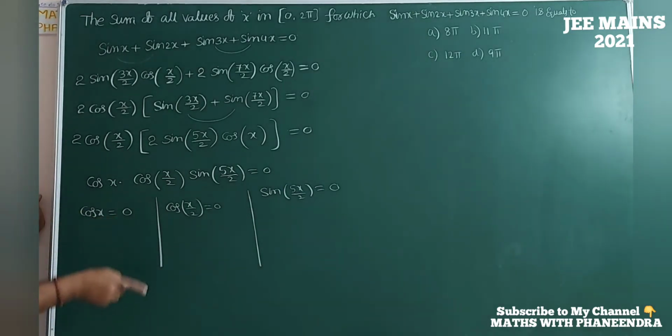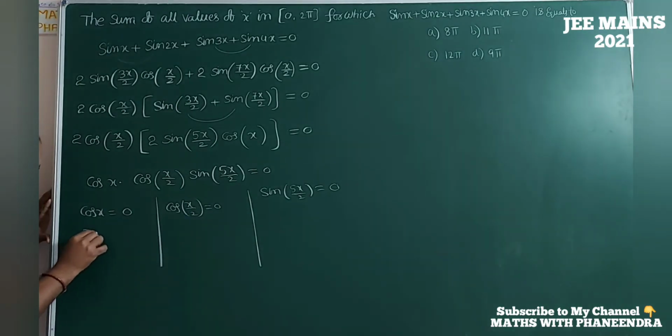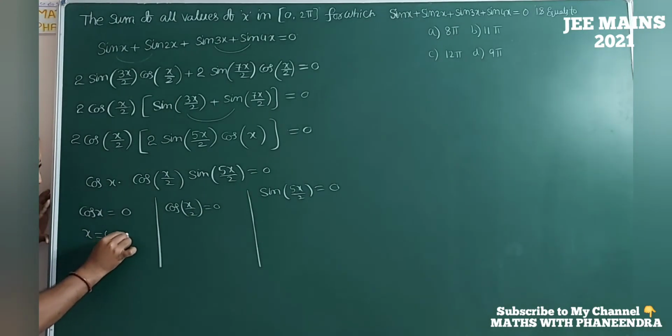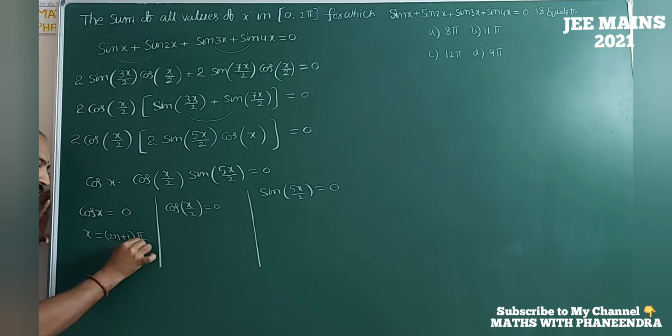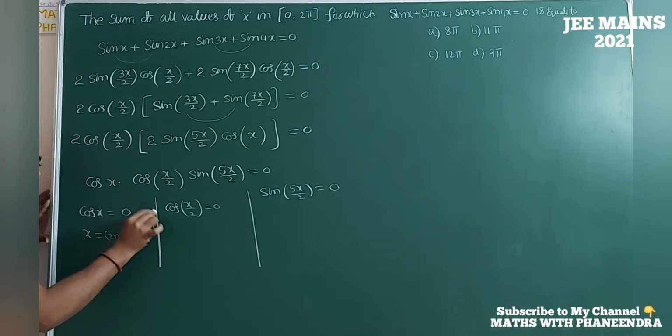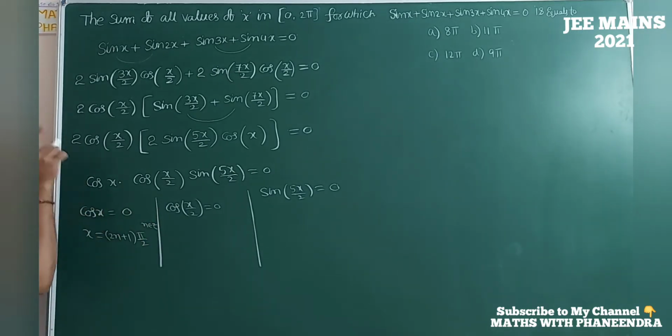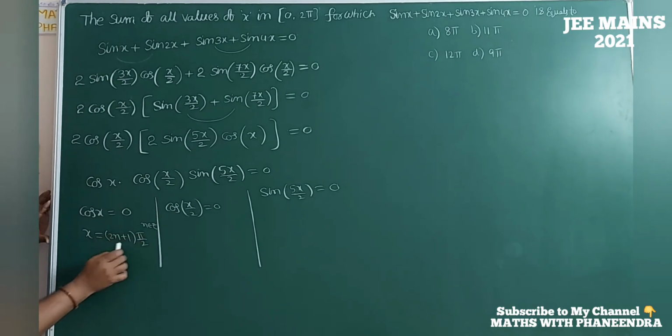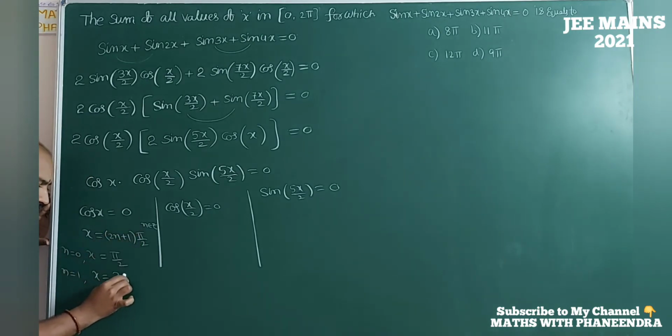So if you take x is equal to (2n plus 1) into pi by 2, when n belongs to Z, then n is equal to 0 gives pi by 2. N is equal to 1: x is equal to 2 plus 1, 3 pi by 2. So 3 pi by 2 means 270 degrees.